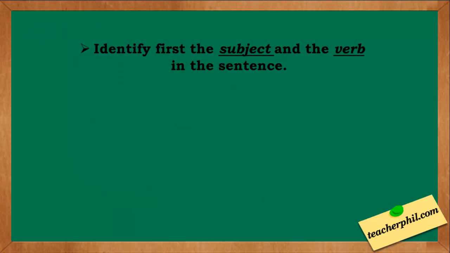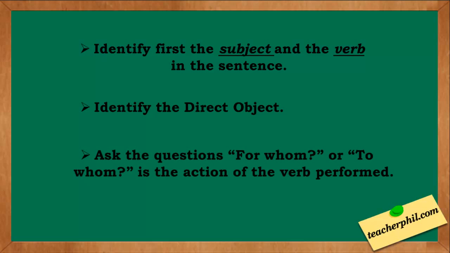Like what we did with direct objects, we also need to identify first the subject and the verb in the sentence. Next, we need to identify the direct object. And the last one, ask the questions for whom or to whom is the action of the verb performed.